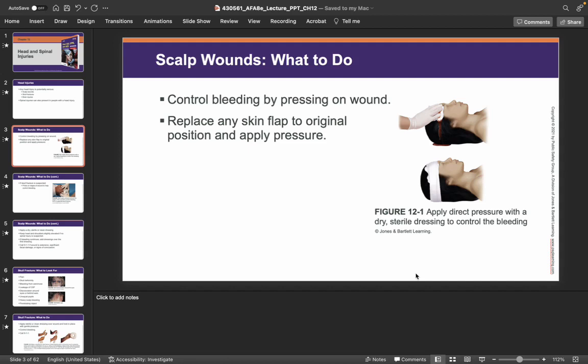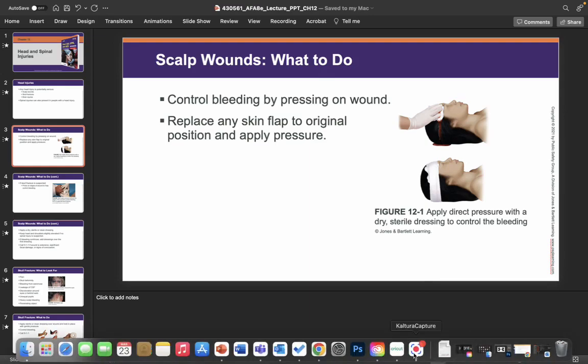So, scalp wounds. The biggest thing you're going to have with scalp wounds is the bleeding. As long as there is no skull fracture present, you can apply direct pressure onto a scalp wound. There's tons of blood vessels in the head, so it is going to bleed. So definitely the bleeding is going to be the number one priority. If there is any sort of skin flap that is out of place, apply that to the original position, kind of like when we talked about avulsions, and then apply pressure.